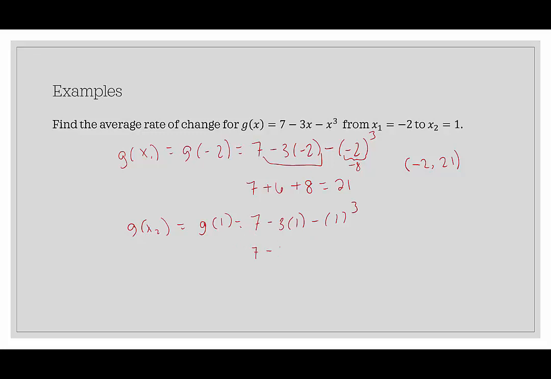I would have 7 minus 3. 1 cubed is 1, minus 1. 7 minus 3 is 4, minus 1 is 3. So my input here was 1. My output is 3. So now I have my two ordered pairs.